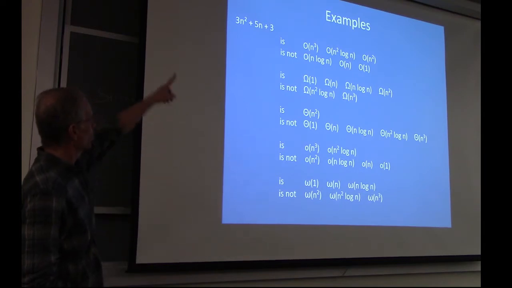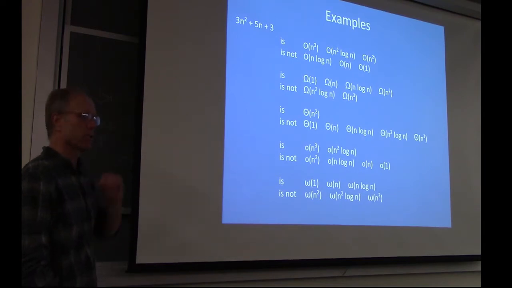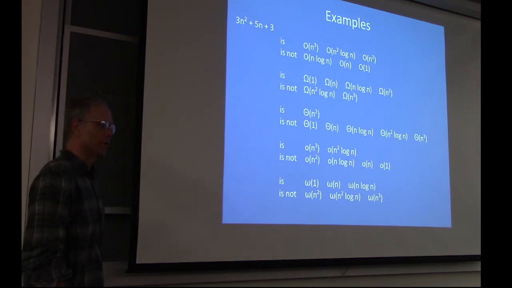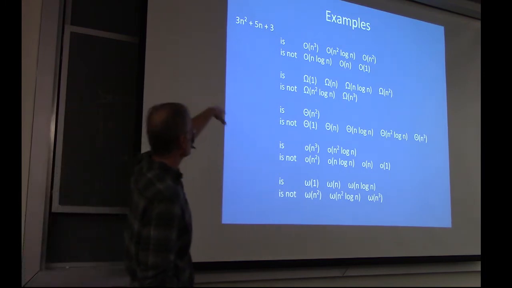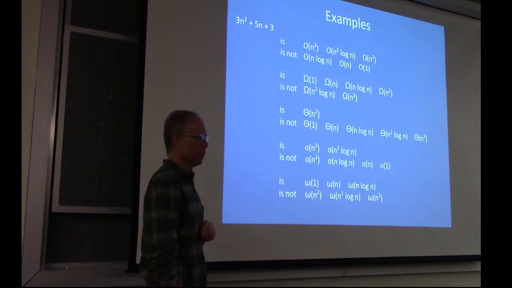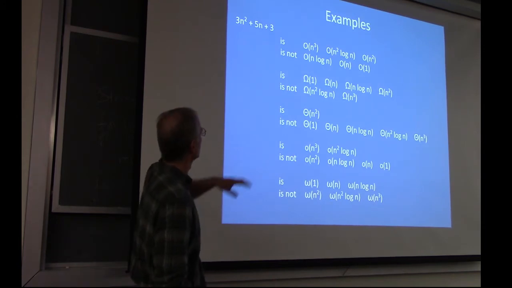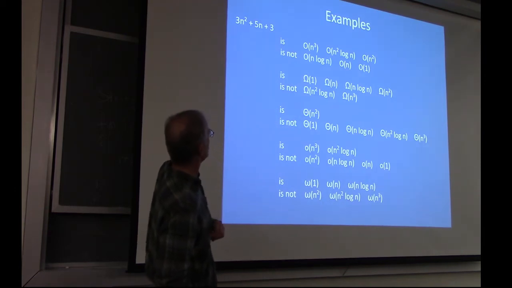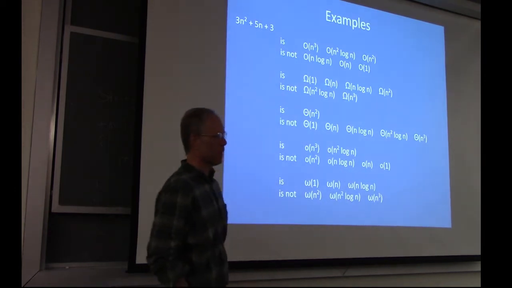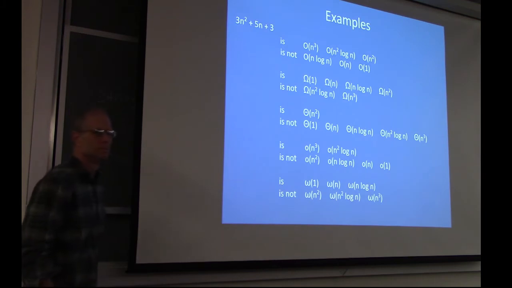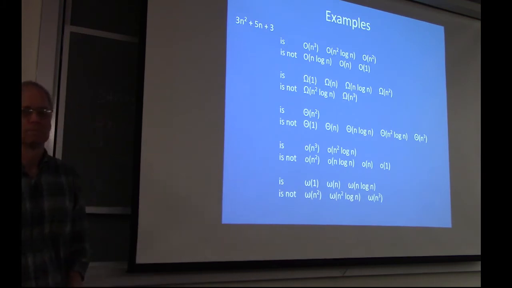All right, we look at the high order term of the function, which is n squared. We throw away the low order term, we throw away the coefficient, we've got n squared left. Well, n squared is no bigger than n cubed, right? n cubed grows faster than n squared. n squared log n grows a little bit faster than n squared, and n squared grows at the same rate as n squared, so that's why that's true.